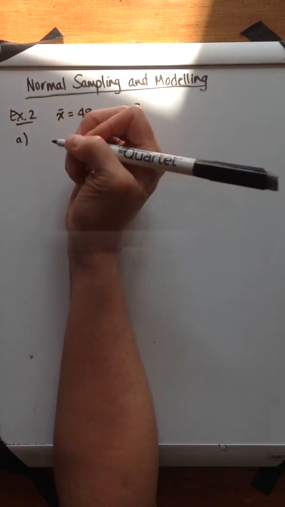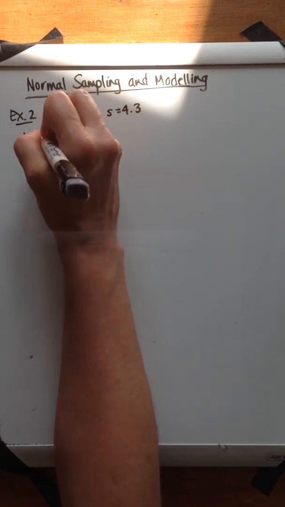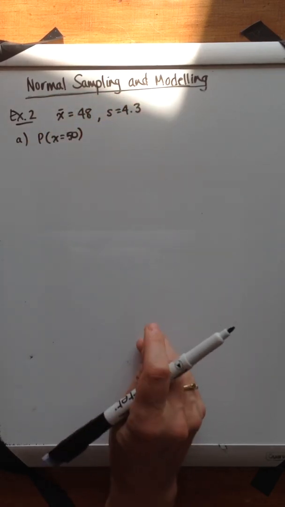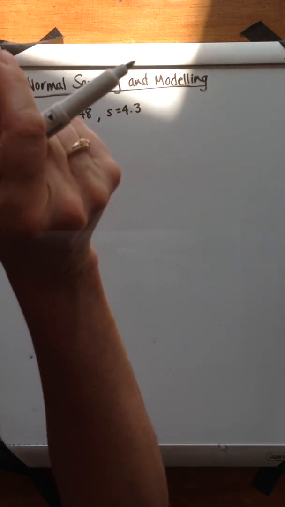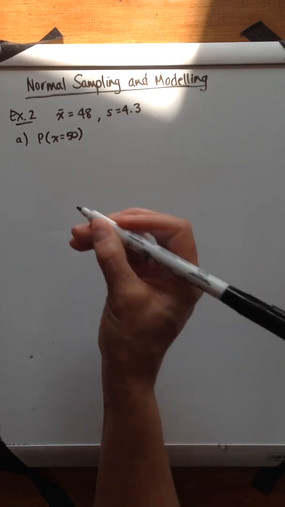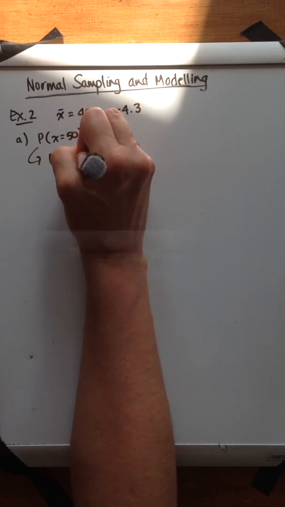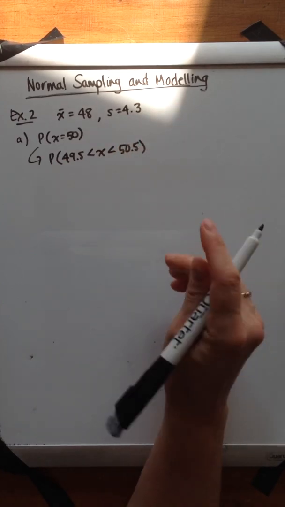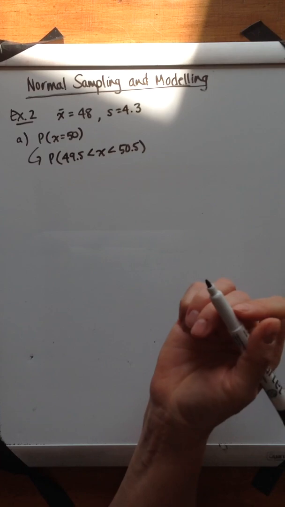So the first question is, what is the probability that a box selected at random contains exactly 50 pieces? So you're trying to say P of X equals 50. But you can't use 50 because we need to find the area on either side of 50. So immediately I'm going to change this into the probability of 49.5 being less than x being less than 50.5. Okay? So again, I'm finding a little narrow wedge, if you will, under that curve.